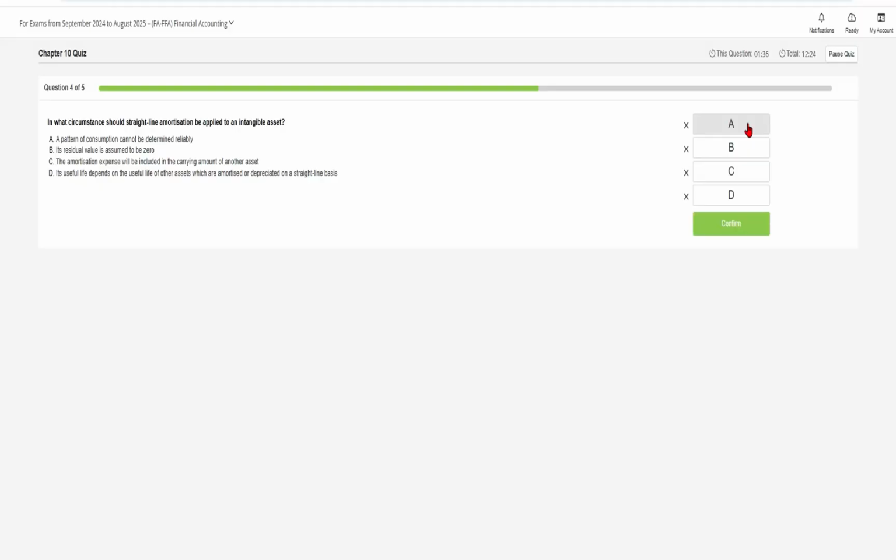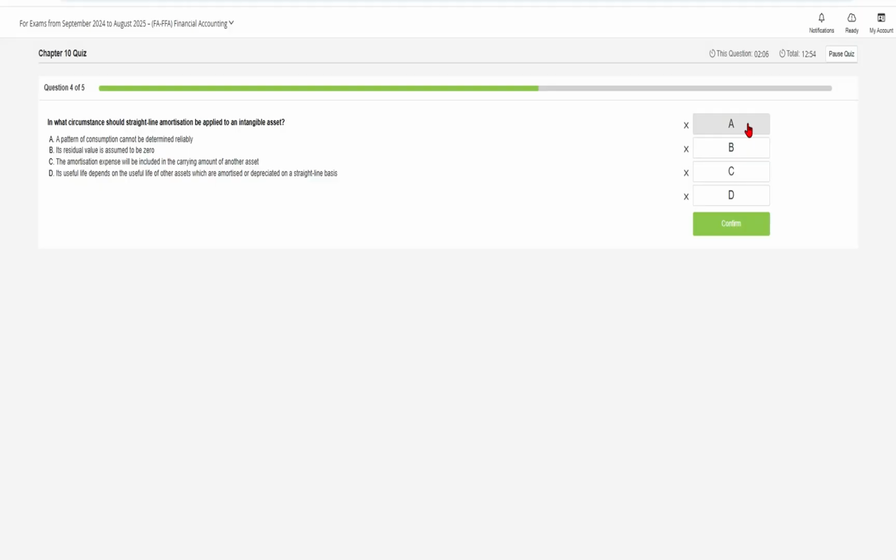But again, let's evaluate why the other options are incorrect. B says a residual value is assumed to be 0. So this affects our total amortization cost, not the method that we are using. Right. Next we have amortization expense will be included in the carrying amount of another asset. So again, this is all about how we are recording the expense, not about the method that we are using.